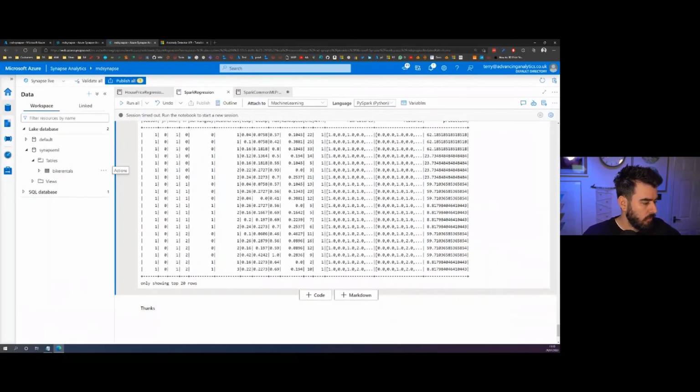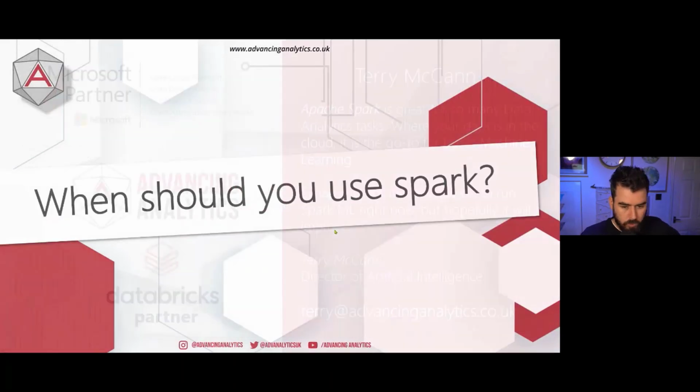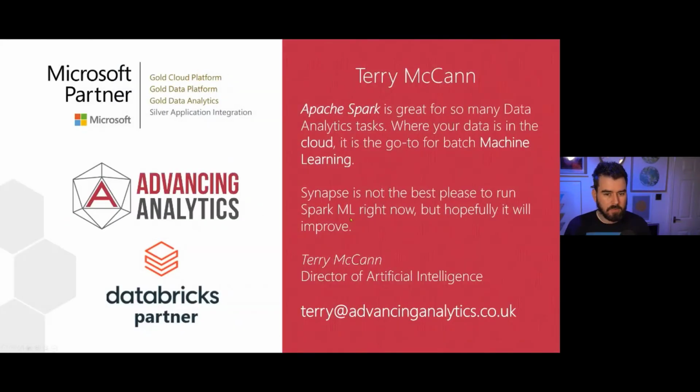So we'll finish off on the last slide. When should you use Spark, right? What I would always say is Spark's great for many analytics tasks. If your data's in the cloud, we'd pretty much always say Spark is your go-to for a lot of your data processing, or things like serverless. But Synapse still might not be the right place to run SparkML right now, though hopefully it will improve in the future. Generally, we're seeing month on month that things are improving and there are better integrations.